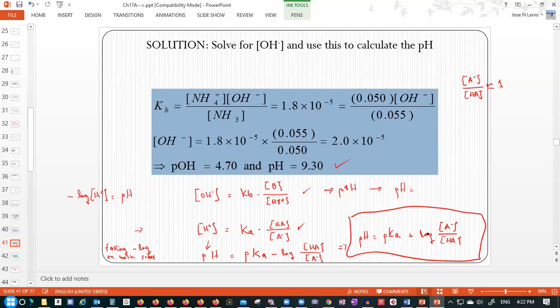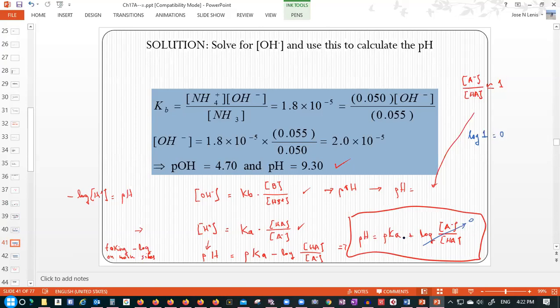So then the log of 1 is 0. So this expression, if this is true here, this expression will become 0, right? Because log of 1 equals 0. And you end up with pH equals pKa.